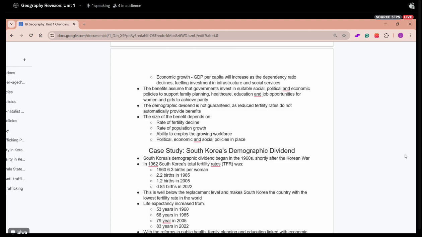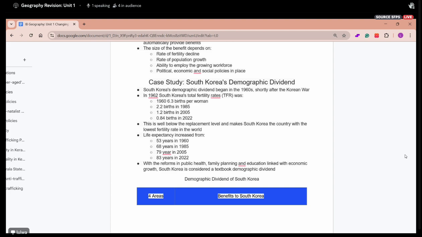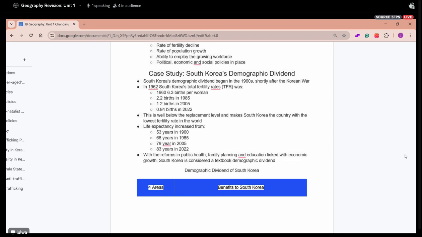The benefits assume that governments invest in suitable social, political, and economic policies to support family planning, healthcare, education, job opportunities. Demographic dividend is not guaranteed, and the size of the benefit depends on multiple factors. So, here's a case study. South Korea's demographic dividend began in the 1960s, after the Korean War. In 1962, South Korea's total fertility rate was 6.3 births per woman. This is well below the replacement level, and so it made South Korea the country with the lowest fertility rate in the world.